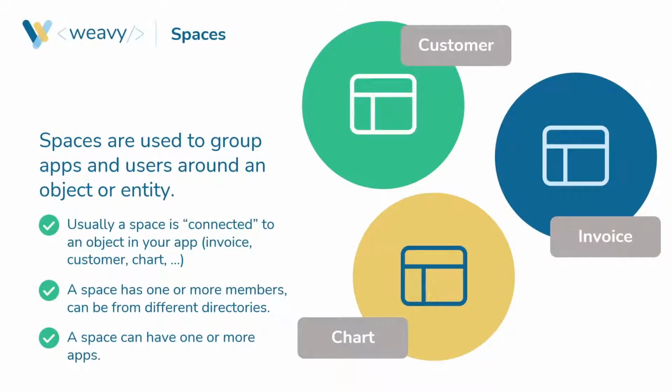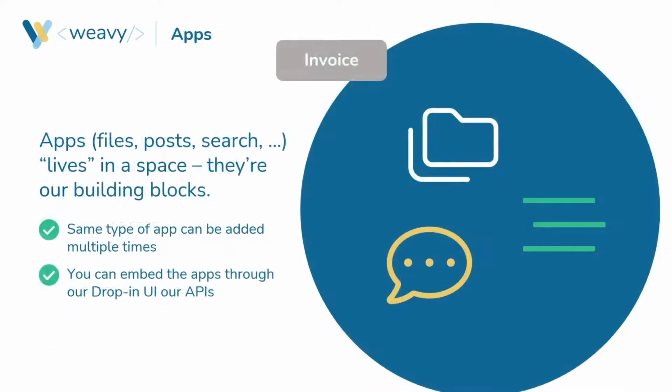In one space you also add one or more apps. Apps are our building blocks, like I mentioned before: the messaging, the feeds, and the file sharing. These apps live in a space that is attached to your object, right? The invoice has a space. And then what do we want to do about the invoice? Okay, we want to talk, so let's attach feeds. I want to be able to attach even more files, so we attach the file sharing piece. I want to do comments, so we attach the comment app into the space.